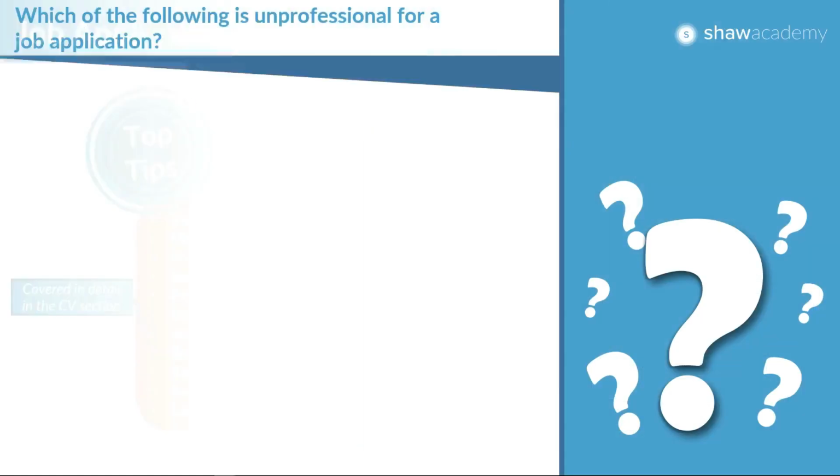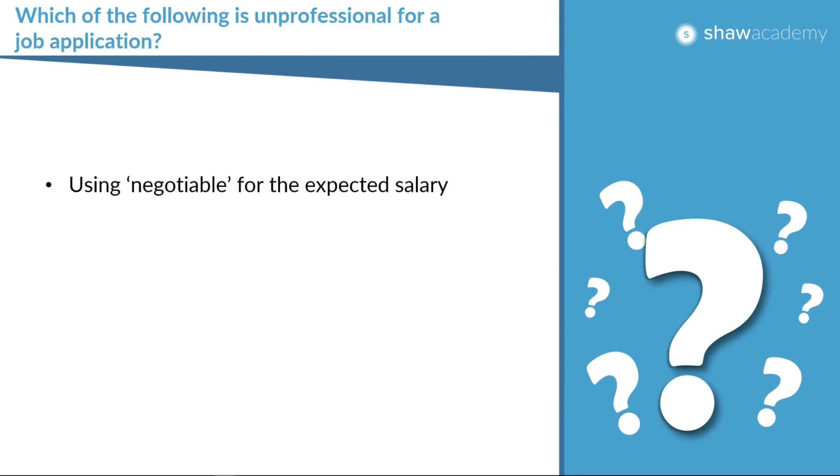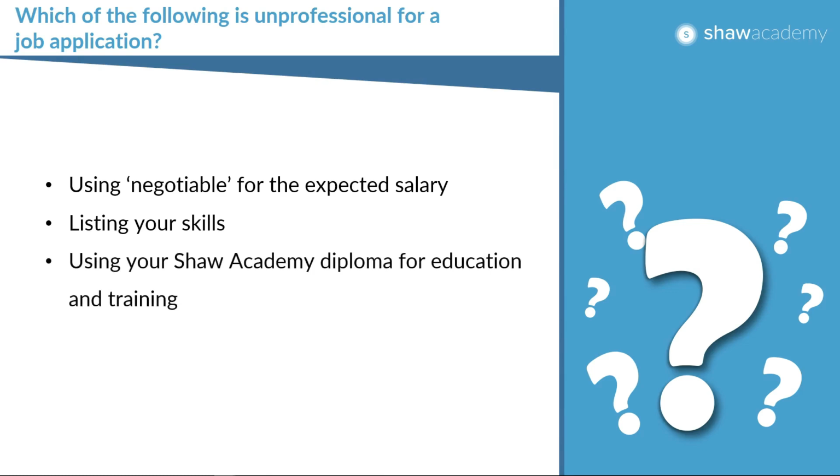So guys, what do we think? Which of the following is unprofessional for a job application? Using negotiable for the expected salary, listing your skills, using your Shaw Academy diploma for education and training, or talking negatively about a former job?